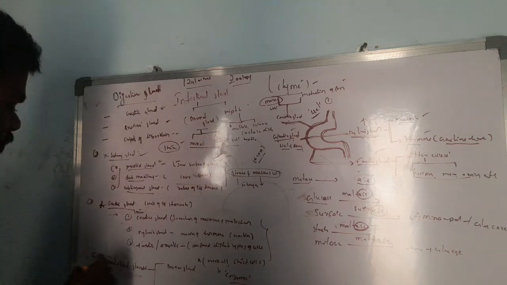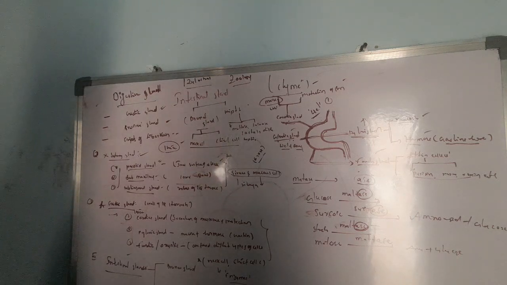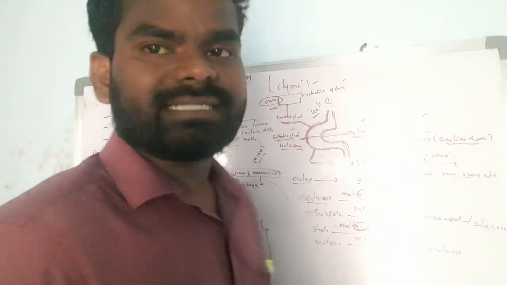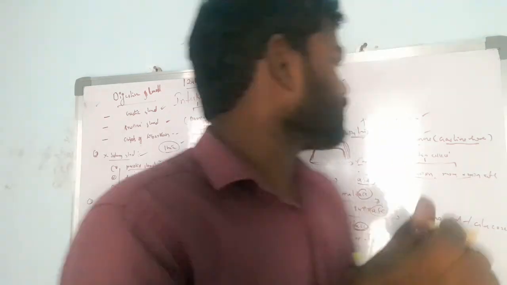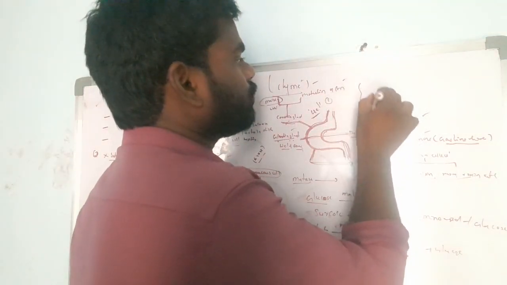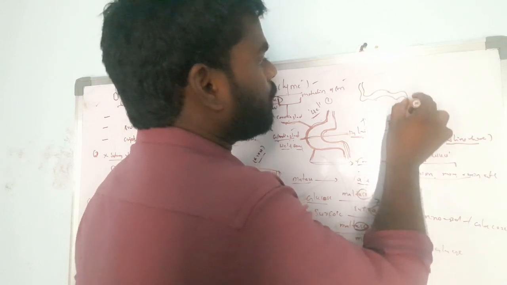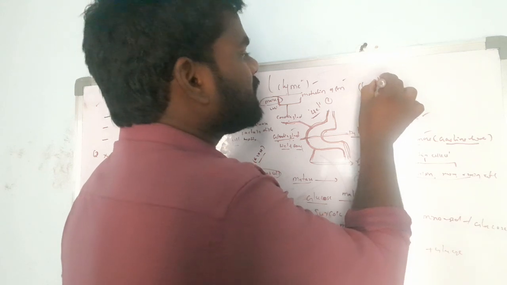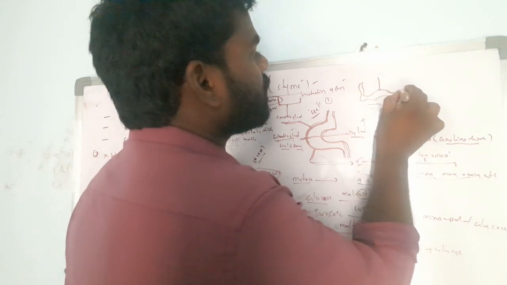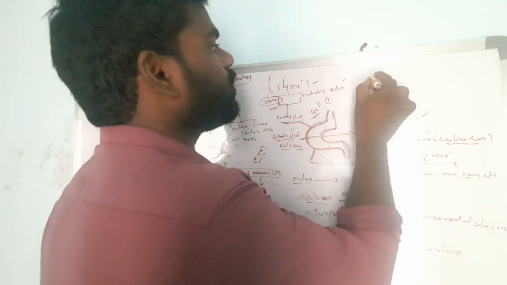And third one, intestinal glands. Intestinal glands are beneath the small intestine. The small intestine is the largest part of the human digestive tract, maximum 7 meters long. The small intestine wall is formed of different types of glands. So these glands are called small intestine glands.